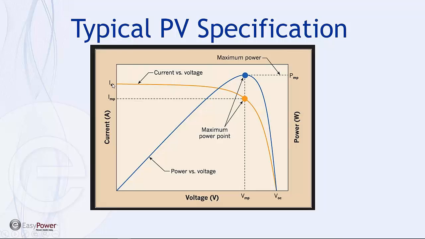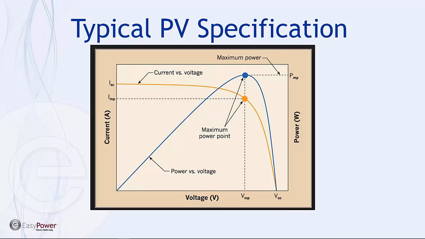At the point where we short the output of the cell and measure the current generated, that's referred to as the short circuit current, and the voltage which is generated when we have the circuit open, or no current drawn, is referred to as the open circuit voltage.